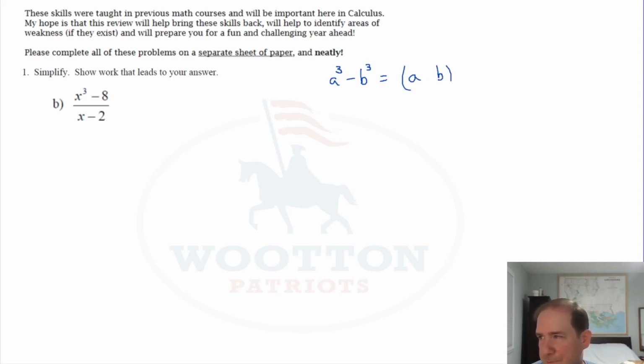So a and b. Then you take the cube root, but you square it. You take the cube root of the other guy, but you square it. And in the middle, you take the two cube roots and multiply them together, ab.